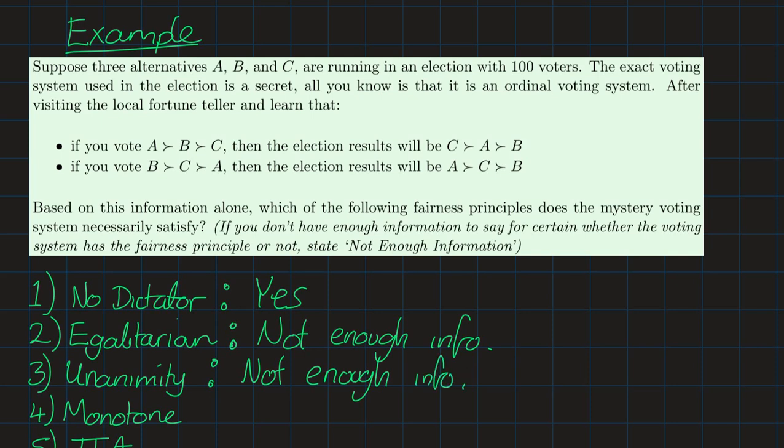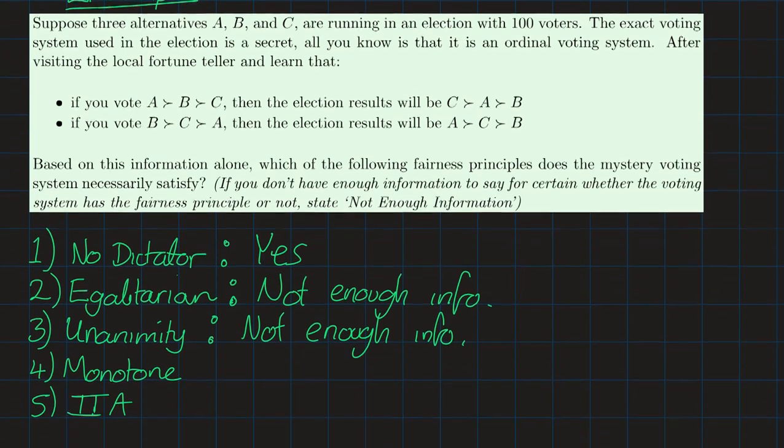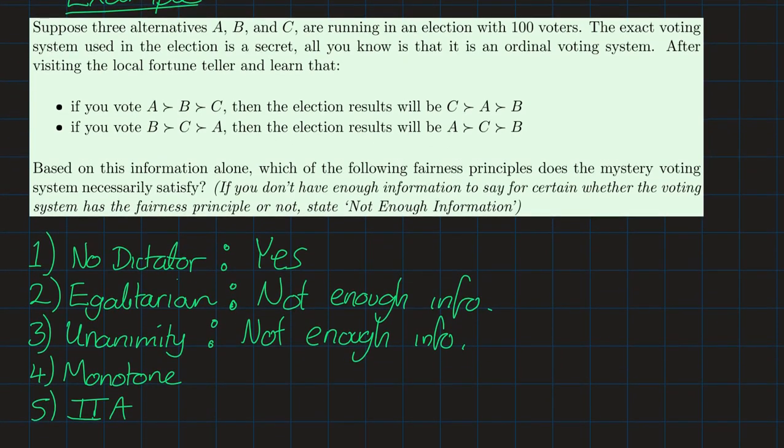Not enough info. Okay, number 4. Is it monotone? So these are starting to get trickier now. Remember, monotone means increasing support should never harm an alternative, and decreasing support should never help an alternative.